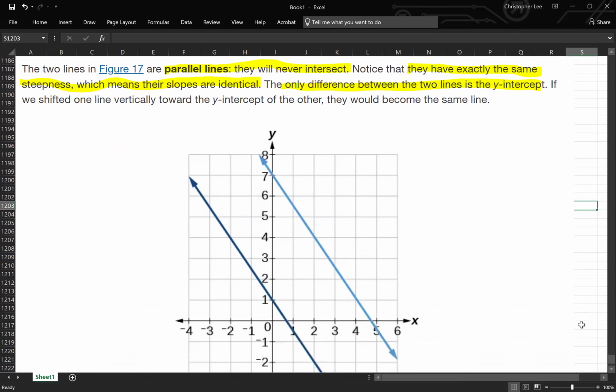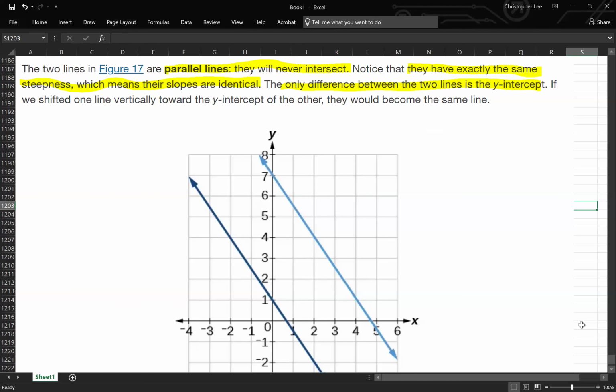The only difference between the two lines, right, is the y-intercept. So if we shifted one line towards the y-axis of the other, they would become the same line, right? So parallel lines, they move like a diagonal, no? So to be parallel, we only change the b in y equals mx plus b.